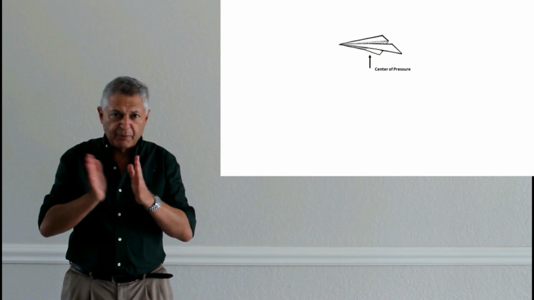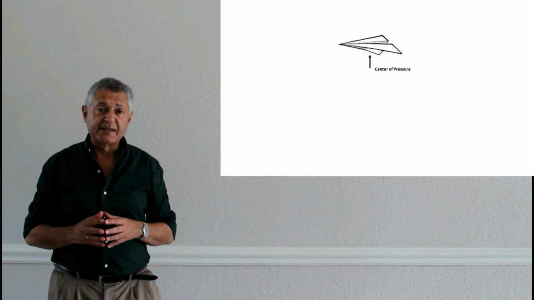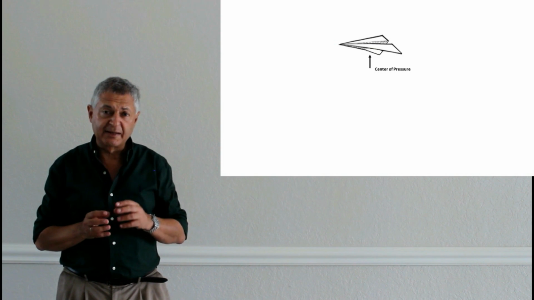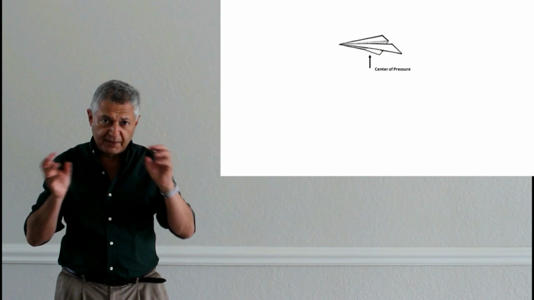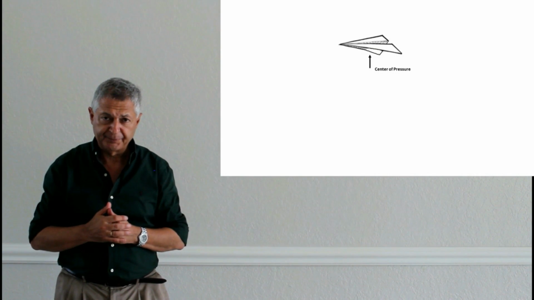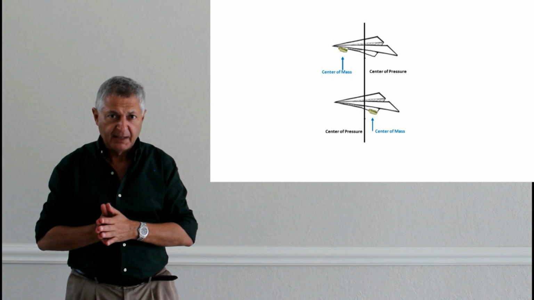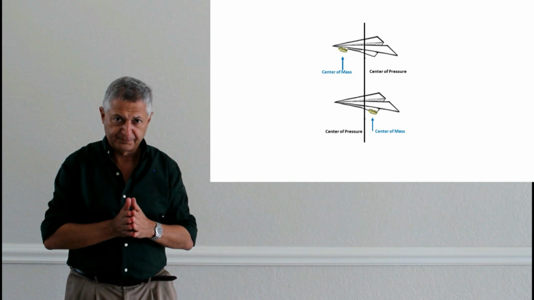It's about the center, somewhere near the center of the airplane. There is another thing which is called center of mass. Center of mass is where, if you take all the mass of the airplane together, where would be the center of that mass? Now, when the paper clips are in front, the center of mass is in front. When the paper clips are in the back, the center of mass is in the back. So what we have, center of pressure and center of mass.